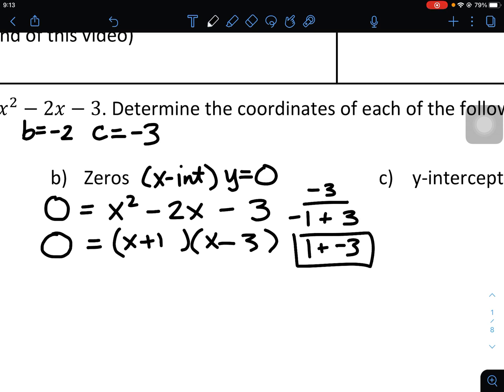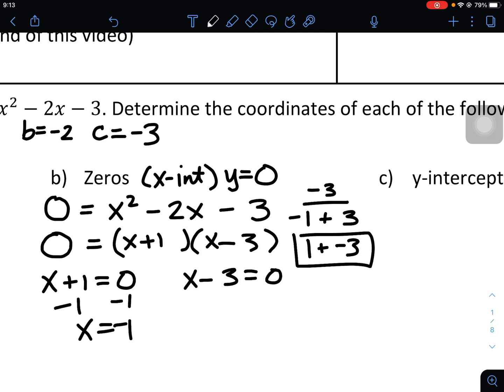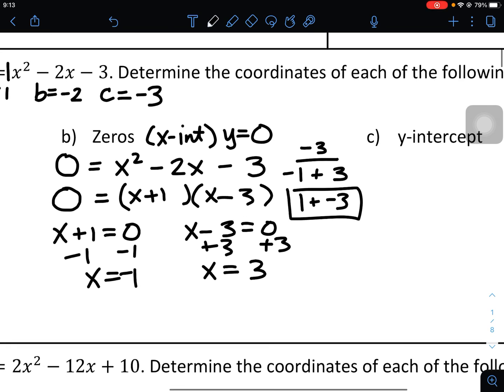Remember, when we're solving for the zeros, when we want the x-intercepts, when we want the solutions, both of those factors get set equal to 0, and we solve. So x is equal to -1, and when I add 3 to both sides here, x is equal to +3. Those are your solutions, your zeros, -1 and 3.